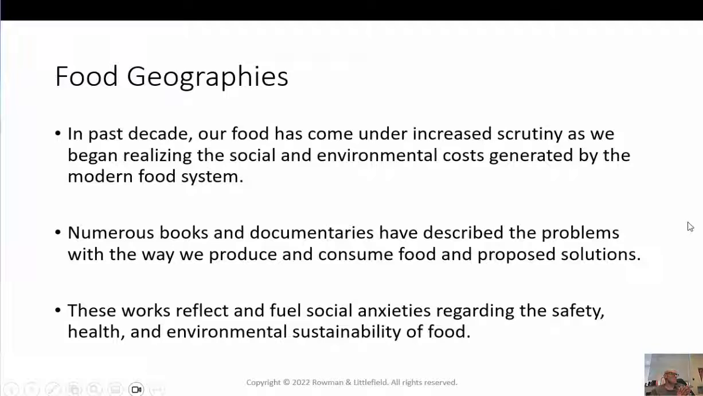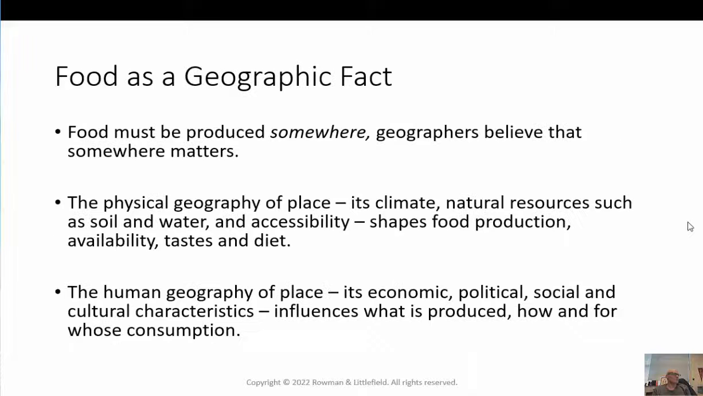So when we talk about food geography, food has come under increased scrutiny as we begin to realize the social and environmental costs generated by our modern food systems. And that was really brought to the forefront in 2008 when the First Lady talked about childhood obesity, child health, and really making sure and ensuring that our younger generations have access to safe and, more importantly, healthy food. There have been books and documentaries that have described the problems with the way we produce and consume food and propose solutions. And they reflect and fuel the social anxieties regarding the safety, health, and environmental sustainability of food.